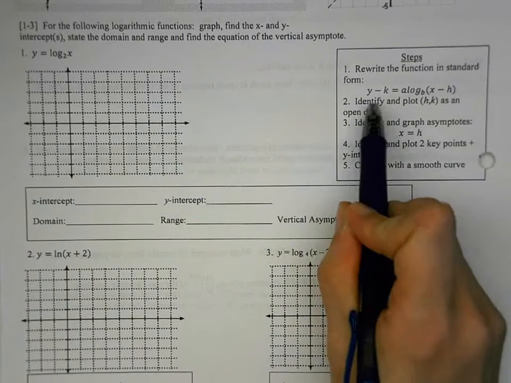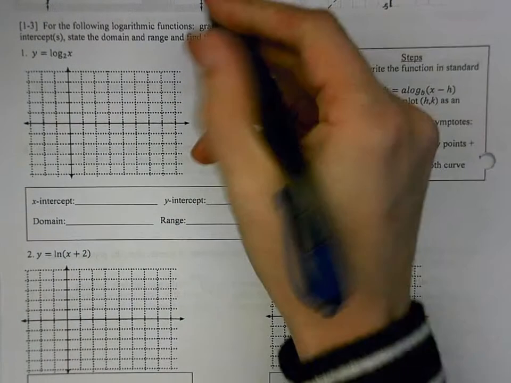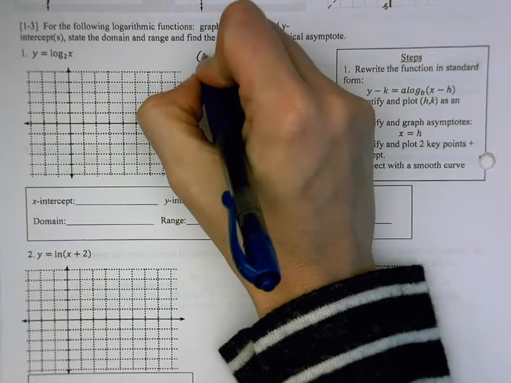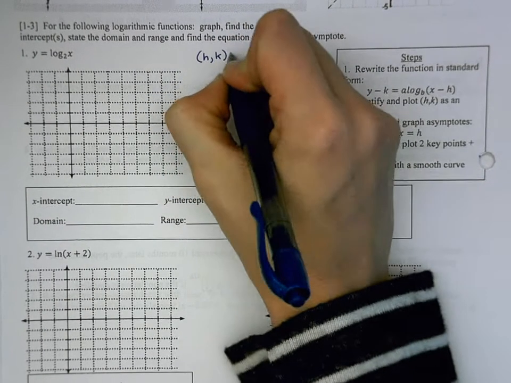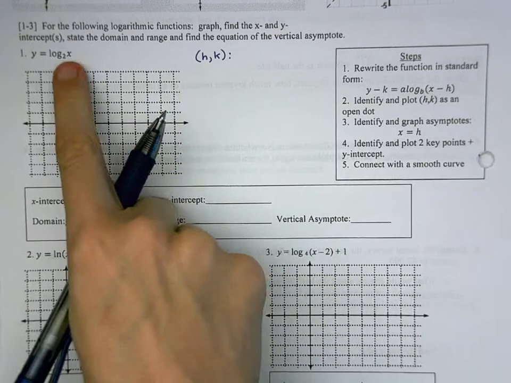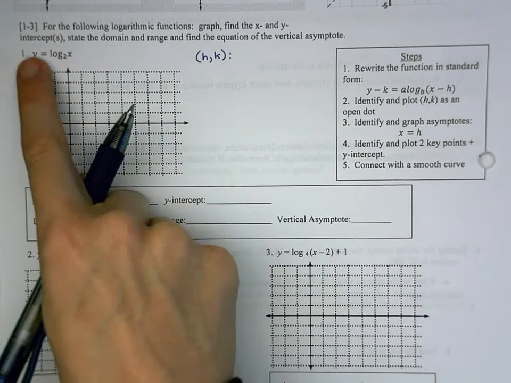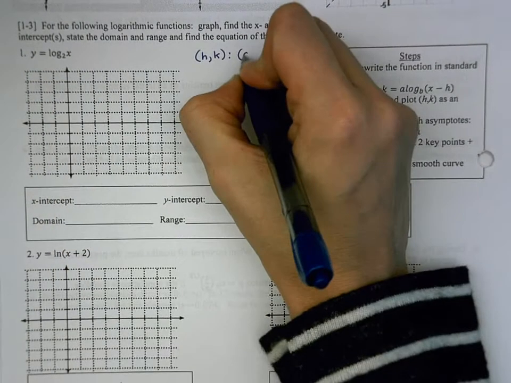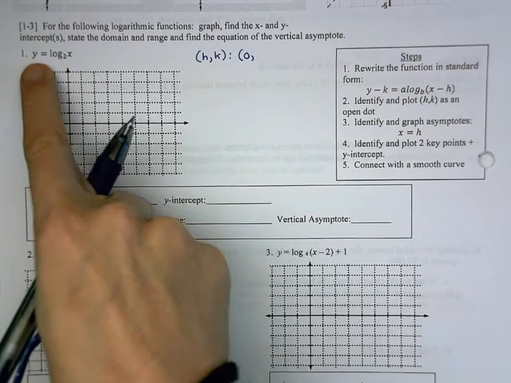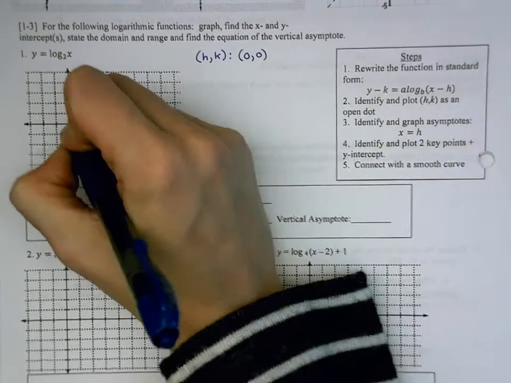Okay, step 2. I'm going to identify and plot my h, k as an open dot. So h, k is going to operate the same way it has for all of our other graphing functions. The h is what zeroes out the x component of your function. The k is what zeroes out the y component. And so in this case, what would zero out the x would be 0. What would zero out the y would also be 0.